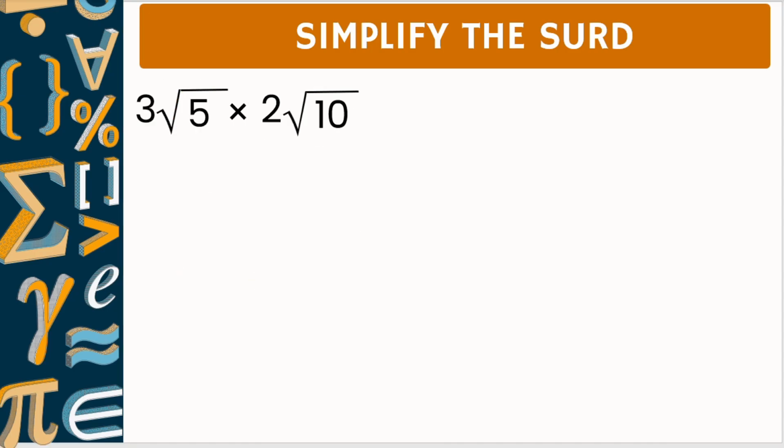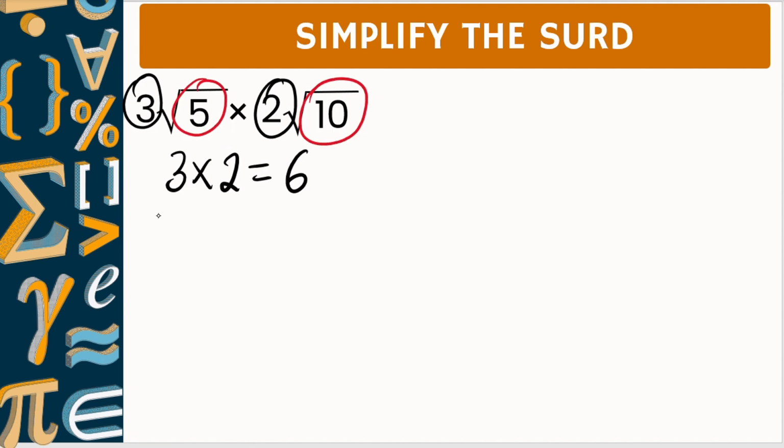Then the last question. We are asked to simplify 3 root 5 times 2 root 10. We will multiply the whole numbers, which is 3 times 2 equals 6. And then next, we'll multiply the surds, that is root 5 times root 10 is equal to root 50.